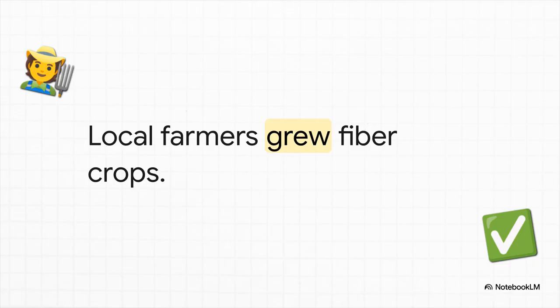This is a fantastic example. Local farmers grew fiber crops. Bam! Who's the hero of this sentence? No question, it's the local farmers. They are the ones doing the growing. You can feel the structure, right? Subject, verb, object. Doer, action, thing that gets the action. It's just full of energy and momentum.